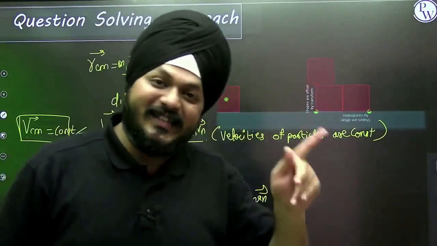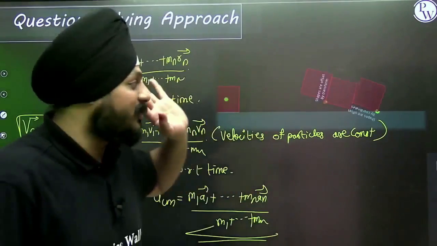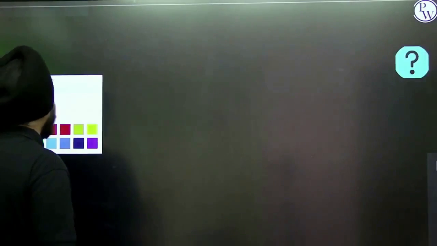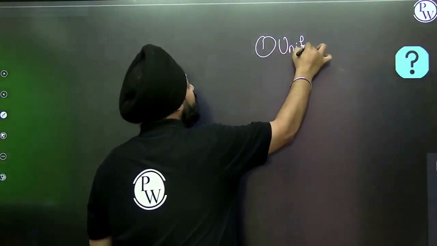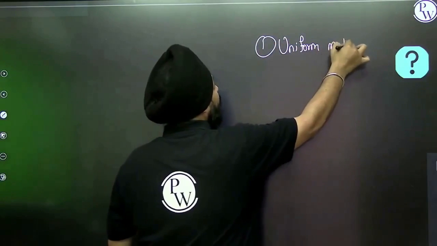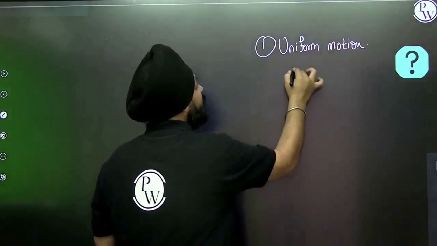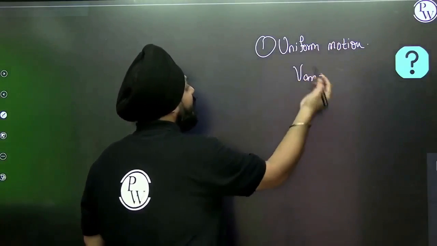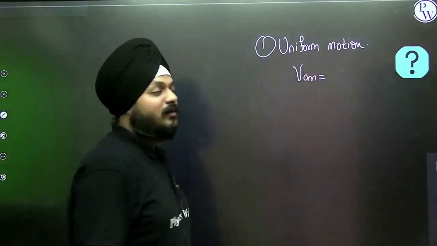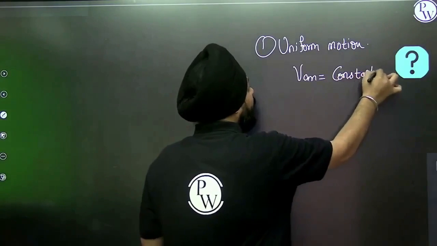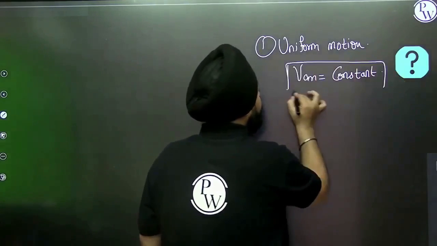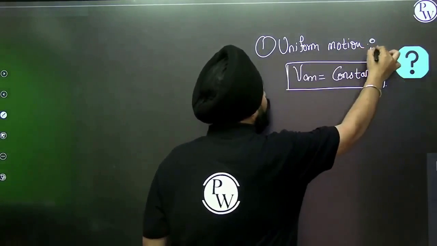So basically, we have dealt with two kinds of motion. The first one is uniform motion, in which the velocity of the particle is constant. It's simple, right? Velocity of the center of mass is constant. If the velocity of the center of mass is constant, can we say the center of mass is performing uniform motion?